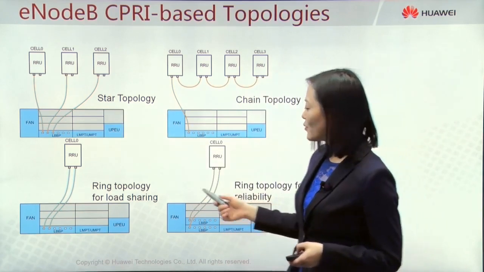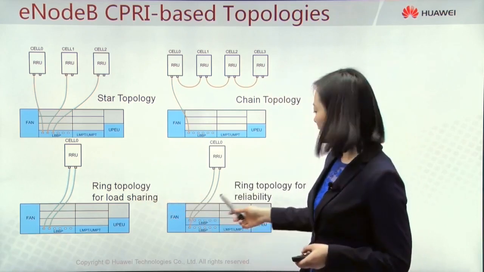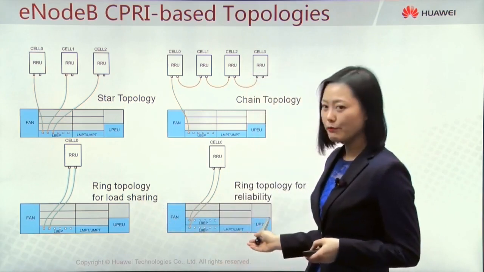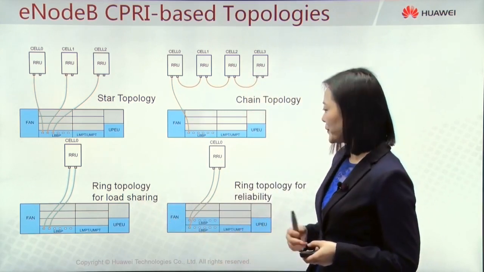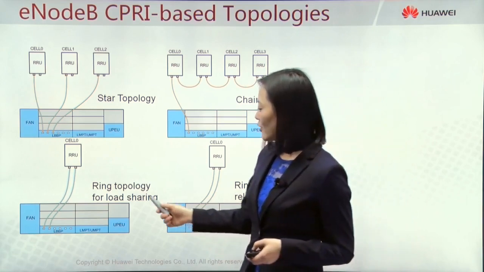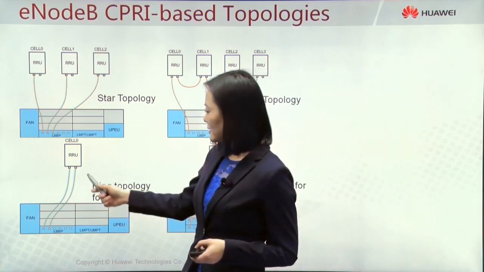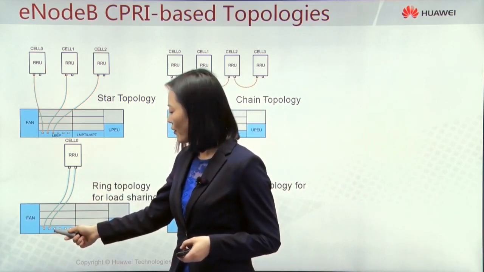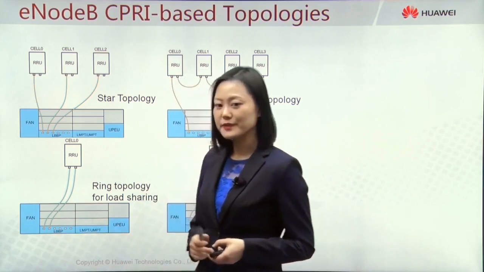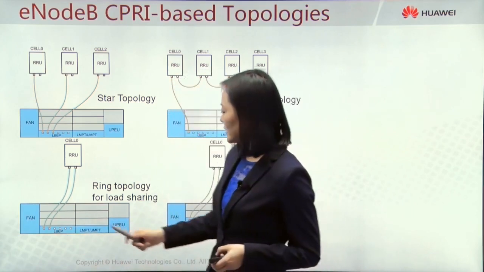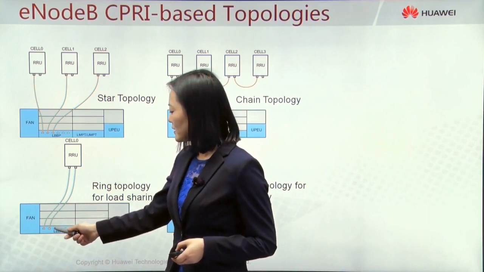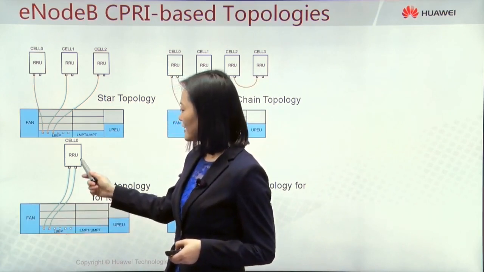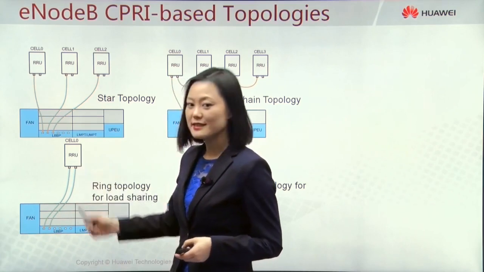The third type is ring topology. You can see we can configure it as load sharing or backup mode for better reliability. For the load sharing mode, the RRU connects with different CPRI ports on the BBP board. So both CPRI ports' bandwidth resource can be shared together to provide for the cell configured on this RRU.